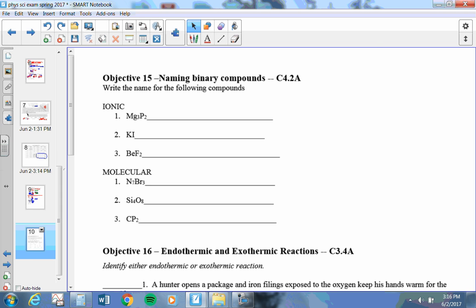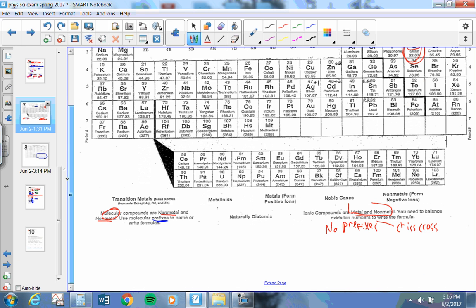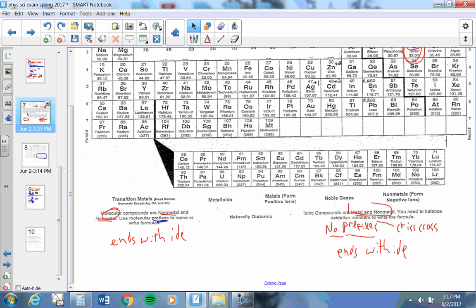One thing to notice, when these things are ionic, when we're naming these, ionic, no prefixes. We don't need the prefixes. We simply tell the name of the metal, and then the name of the nonmetal, and we end it with "ide." Both of these end with "ide." But a big difference is the moleculars, the ones I'm writing now, will have prefixes. So I'm doing some ionics. No prefixes, ends with "ide."